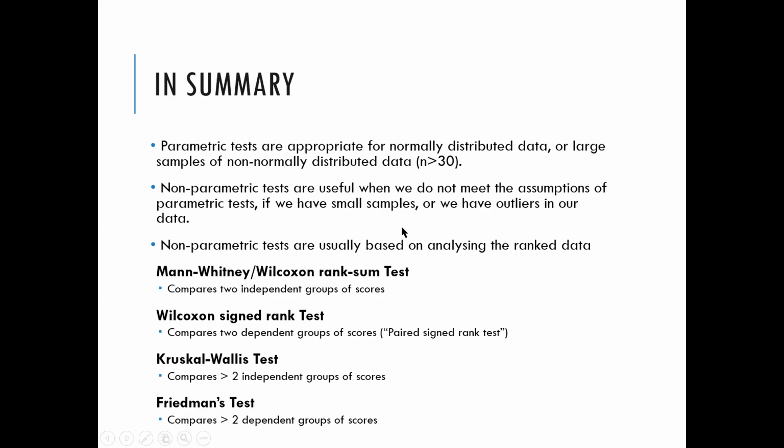Okay. So these are just the 4 different tests that we talked about. So the rank sum test, the signed rank test, and again, it says compares 2 dependent groups because that's most often how you'll use it, but you actually can use it also for a 1 sample test. The Kruskal-Wallis test, that's analogous to the one-way ANOVA, and then the Friedman's test, and that's analogous to the repeated measures ANOVA. Okay, I think that was it.